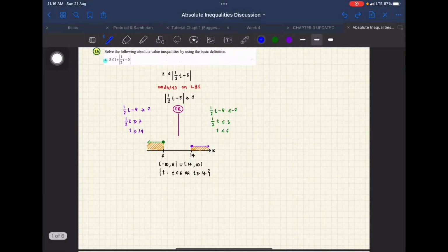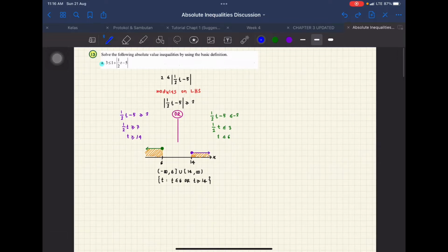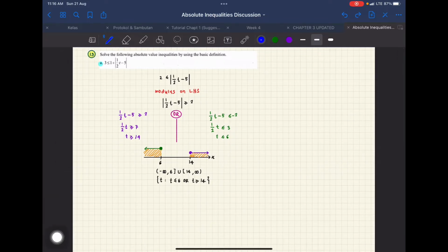Okay, so for the first one, number 13A. So I just pick one part from each question. So contohnya soalan 13 I just pick A lah. So soalan 14 I just pick another part. Satu soalan sahaja untuk setiap soalan. Gitulah. Okay, so kita nak solvekan absolute value inequality.